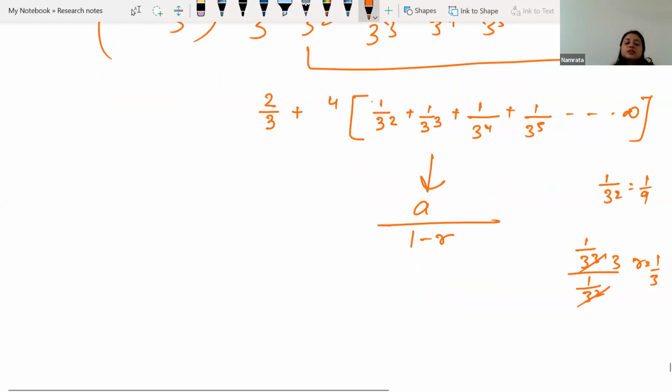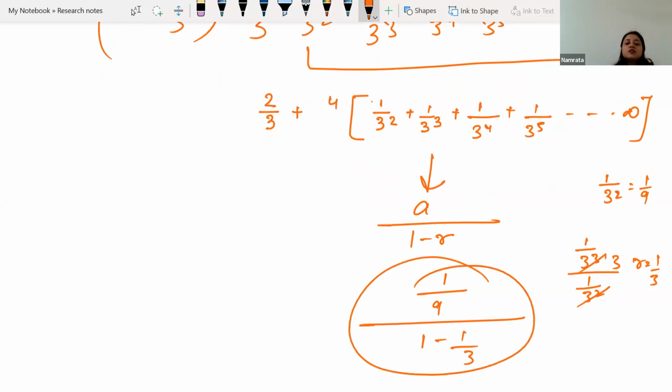Okay, so let's apply the formula. 1 by 9 divided by 1 minus 1 by 3. This is what we are applying the formula over here. And the first part, 4 is common out. We will be copy pasting the 4 as it is, and the first number 2 by 3 we will be writing as it is, because that was not making the sequence. So no worry, one extra term is there. We will keep on writing that, and in the sum we will be saying one extra term came out.